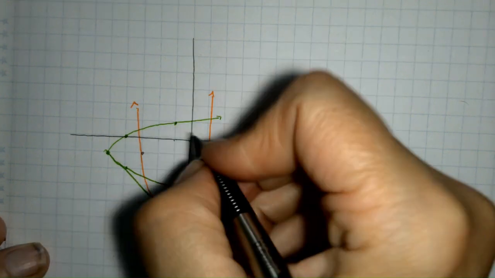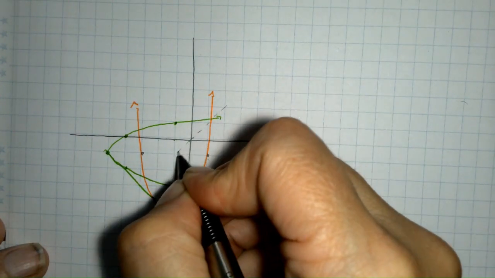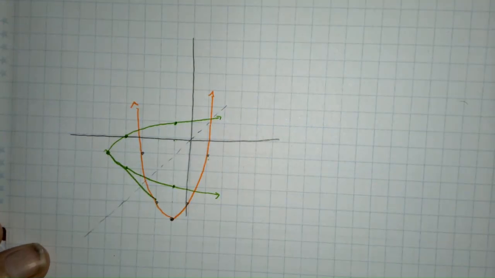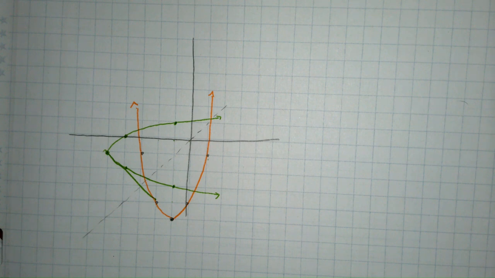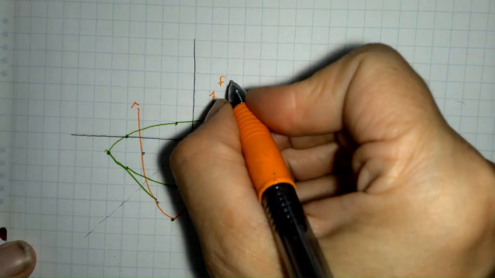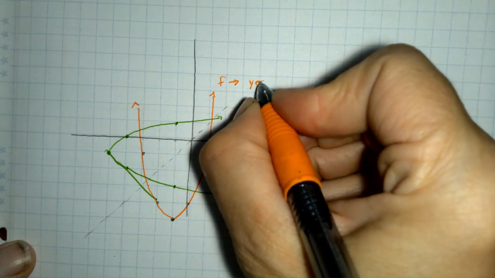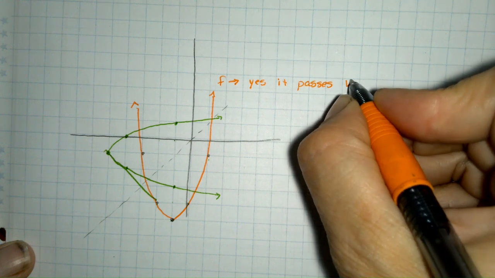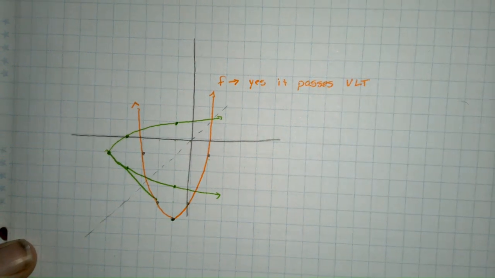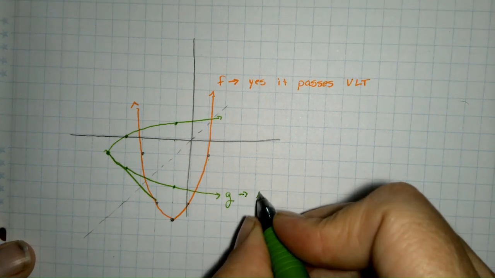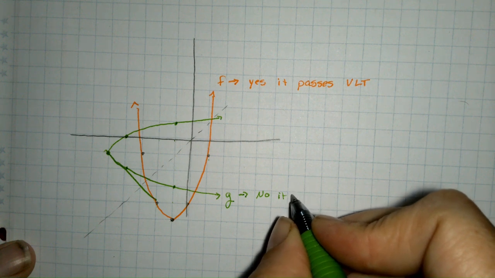Okay, so do they fold along y equals x? Absolutely, yes. However, many books are not going to want to have you do this because, I'll call this one f. Is f a function? F is a function because it passes the vertical line test. I'll call this one g. Is g a function? No. It fails the vertical line test.